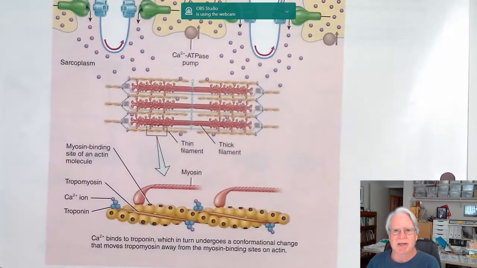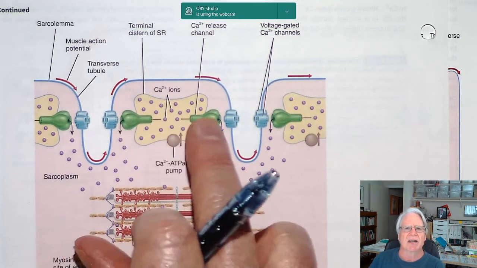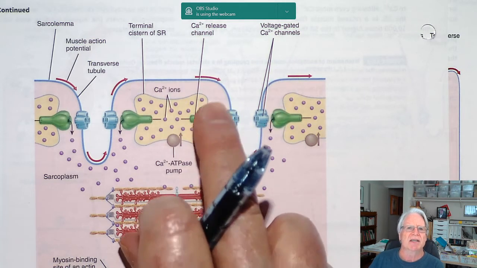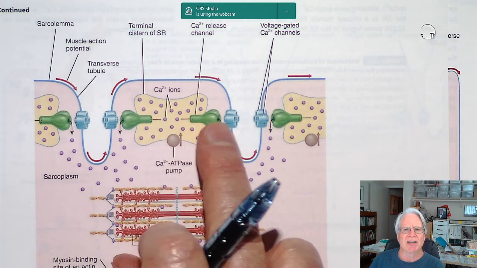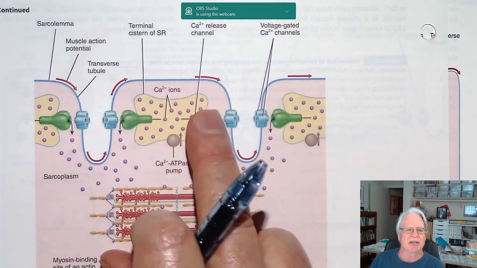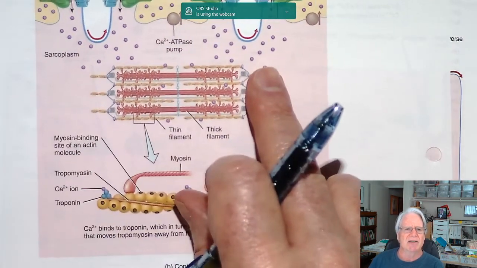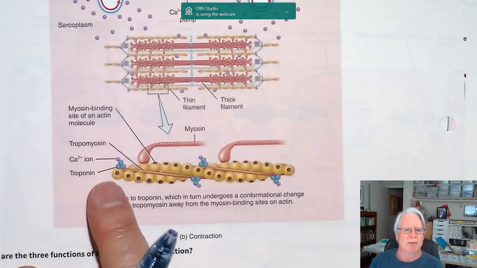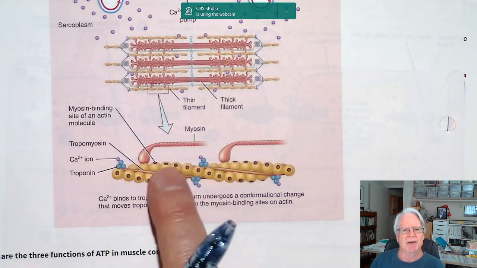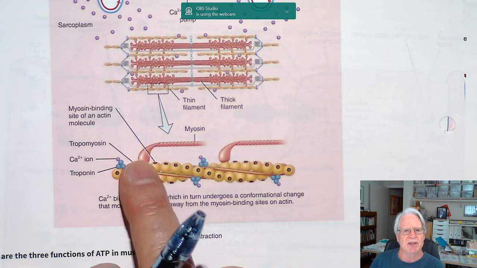So what's going to happen is we're going to get the movement of the voltage-gated calcium channels away from the calcium release channels, and that will allow calcium to spill out from the sarcoplasmic reticulum into the general environment of the cell. And those calcium ions will bind to troponin. That will cause tropomyosin to roll off of the binding site on actin for the myosin heads, and the myosin heads will now bind and create the cross bridges.